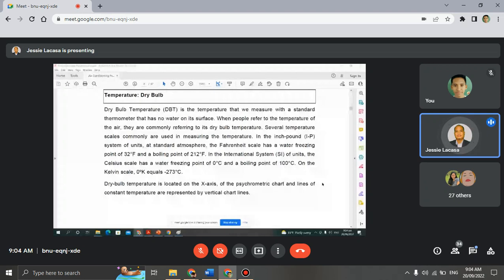Okay? So then enthalpy. Ang pagbasa din sa wet bulb temperature, so kaning slant, kaning naka-slant or naka-diagonal, no? Downward.